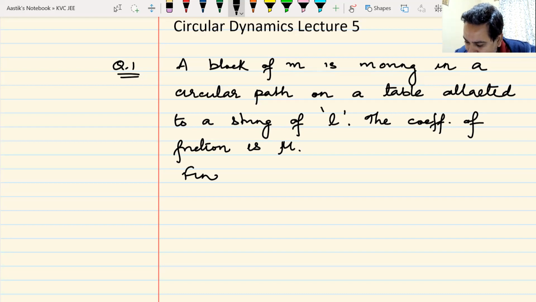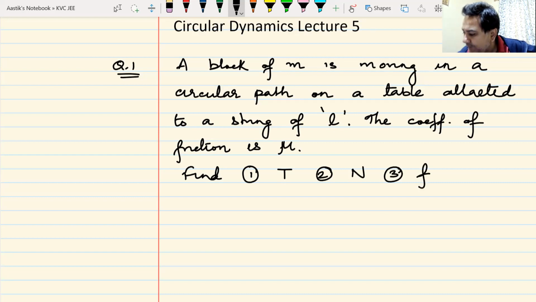Find: number 1, tension T in the thread. Number 2, the value of normal reaction. Number 3, the value of the frictional force F. Need to draw a diagram and solve the question right now. I'll give you a minute to do this.